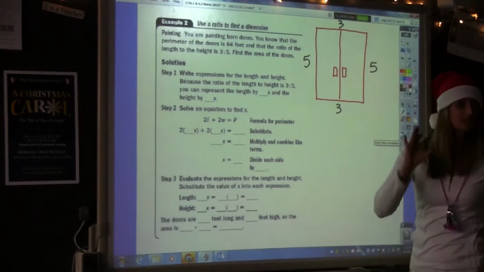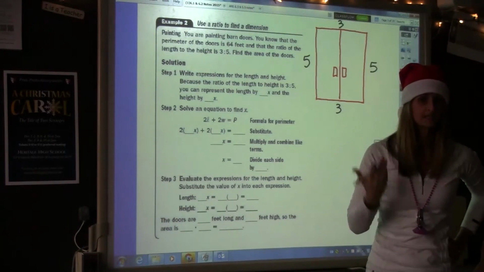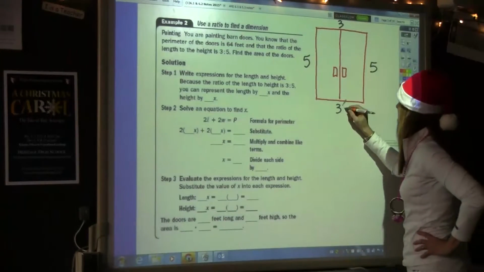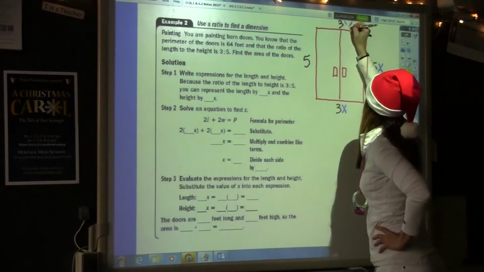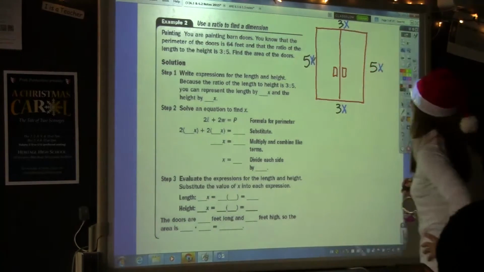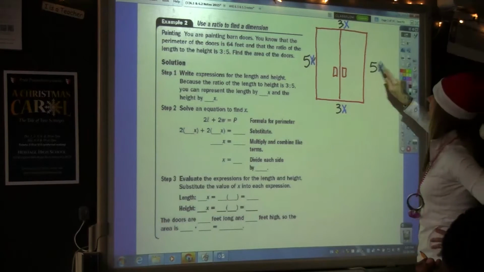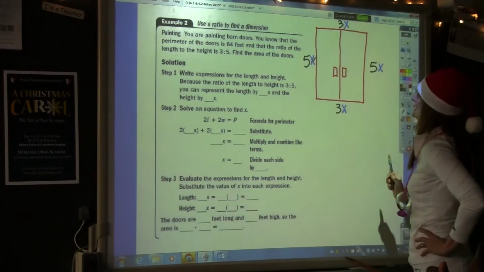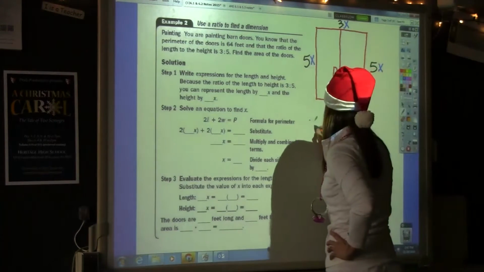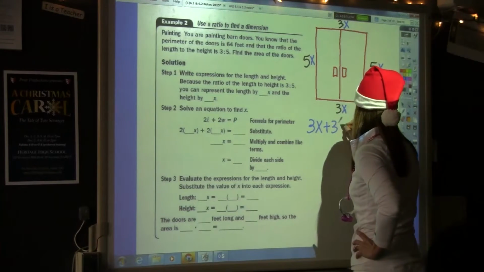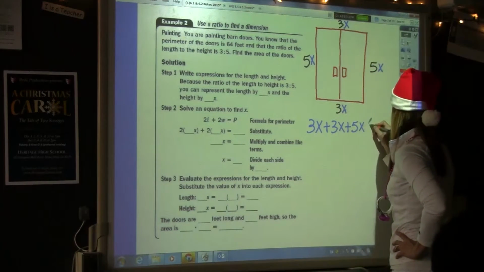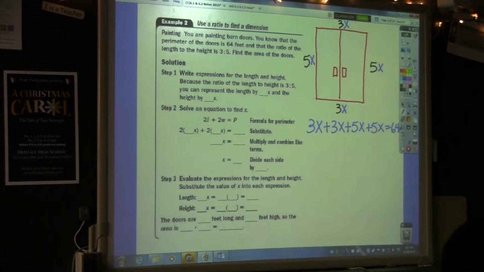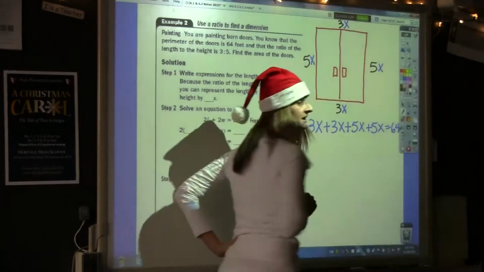Or we could just put an X there and use our algebraic skills and solve. That's right. Solve for X. Now 3 times some number plus 5 times some number plus 3 times some number plus 5 times some number. When I add all that up, I should get 64. Okay? So I'm going to write that. You guys okay with that equation from the diagram?